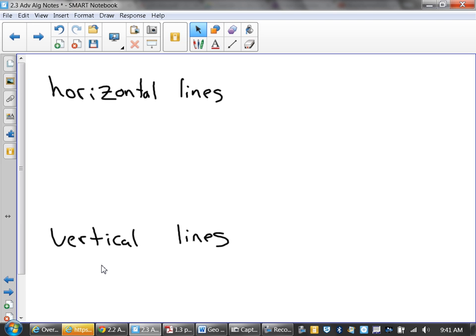Could you just multiply them all by negative 1? Yeah, that would work as well. Because when you multiply by negative 1, you're just flip-flopping the sides. Yeah, that's fine. That's perfectly fine.